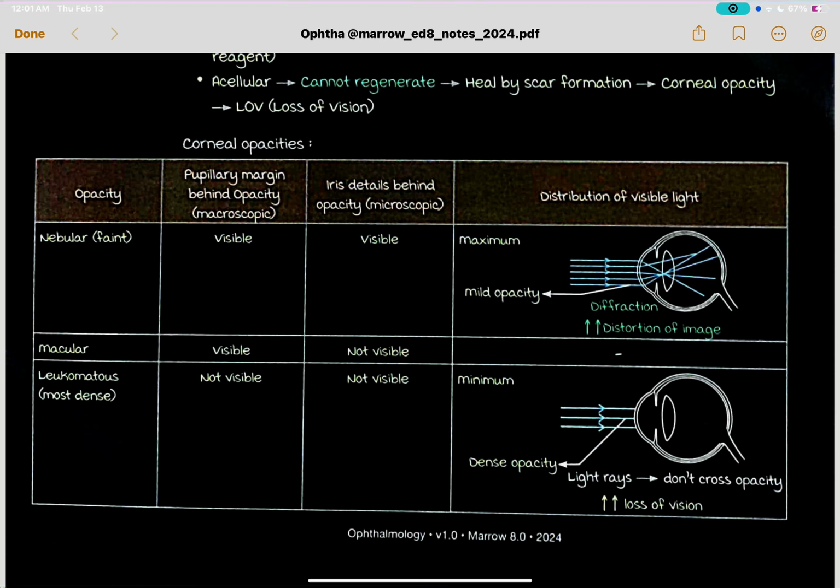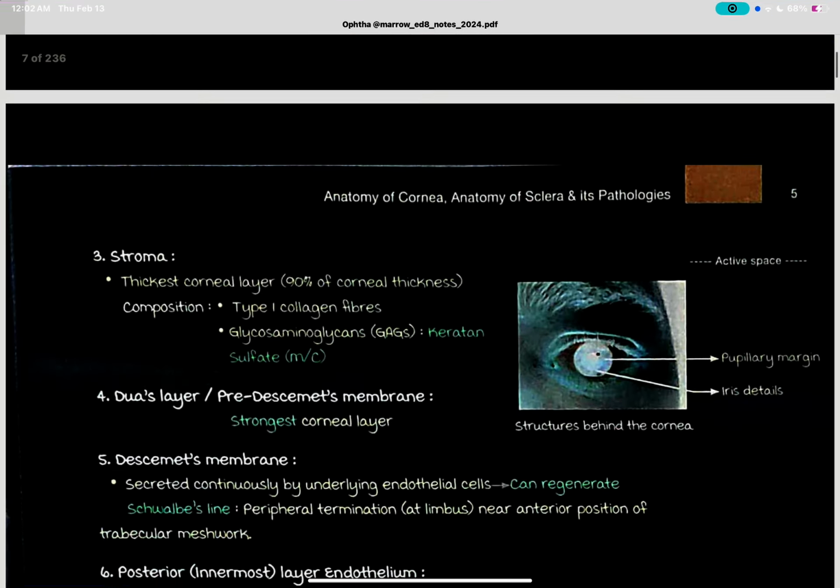Distribution of visible light: maximum is in a mild opacity, with diffraction and increased distortion of image. Minimum is in leucomatous, dense opacity. Light rays don't cross the opacity, increased loss of vision. So in nebular the vision is hazy, so there is more distortion of the image, because light rays pass and there is dispersion and diffraction, whereas leucomatous does not let the light pass at all, so there is loss of vision.